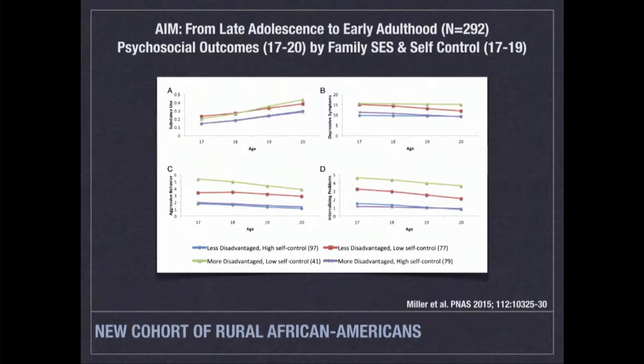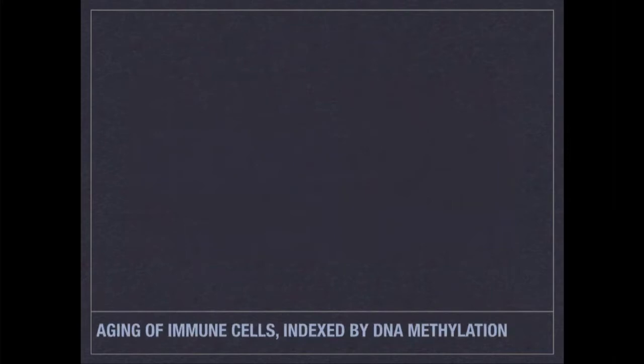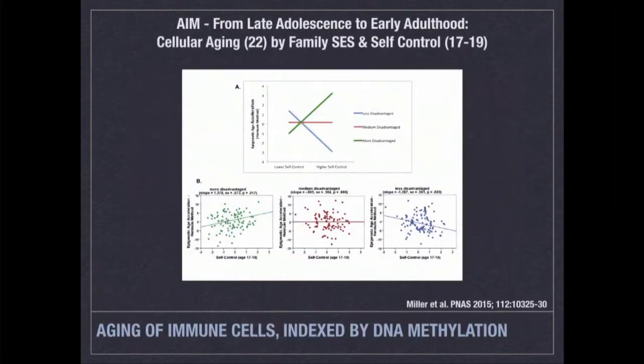And seeing these data, we thought, and I think many people would think, health is going to go in the same direction. But when we looked at health indicators, and this is just one example of a study we've done, that's not the case. Here are some data on cellular aging using DNA methylation patterns to index it. What you can see here is this crossover interaction where high levels of self-control are associated with less cellular aging for the kids who come from relatively advantaged backgrounds.